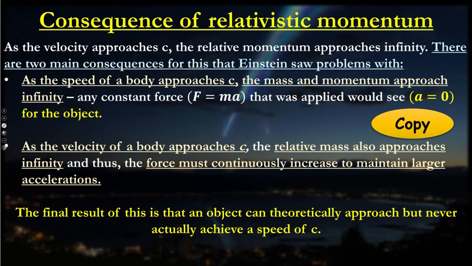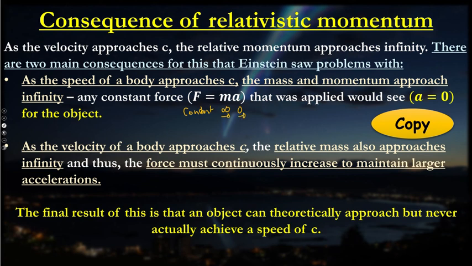So as the velocity approaches the speed of light, the relative momentum approaches infinity. There are two main consequences. We already talked about one, but let's go over it again. As the speed of the body approaches c, the mass and momentum approach infinity. Now, if we apply a constant force, F equals ma, that would imply that acceleration will go to 0. So this is constant. If this is going to go to infinity, this will end up going to 0.